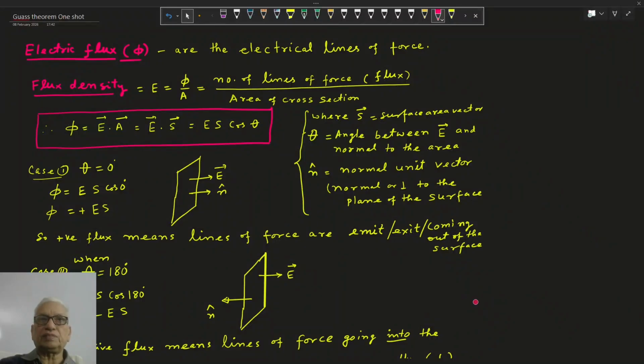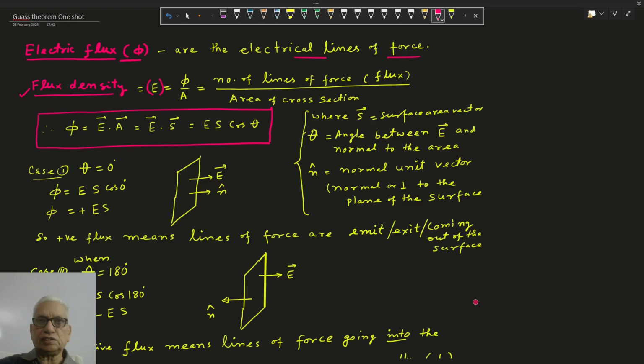Hello, in this chapter we are going to discuss electrical flux, Gauss theorem and its applications. First, electrical flux. Electrical flux is the electrical lines of force. If the number of lines of force is more, it means electrical flux is more, and vice versa. Flux density: the electrical field, E, is also called flux density. It is the number of lines of force, the flux, upon the area of cross section.